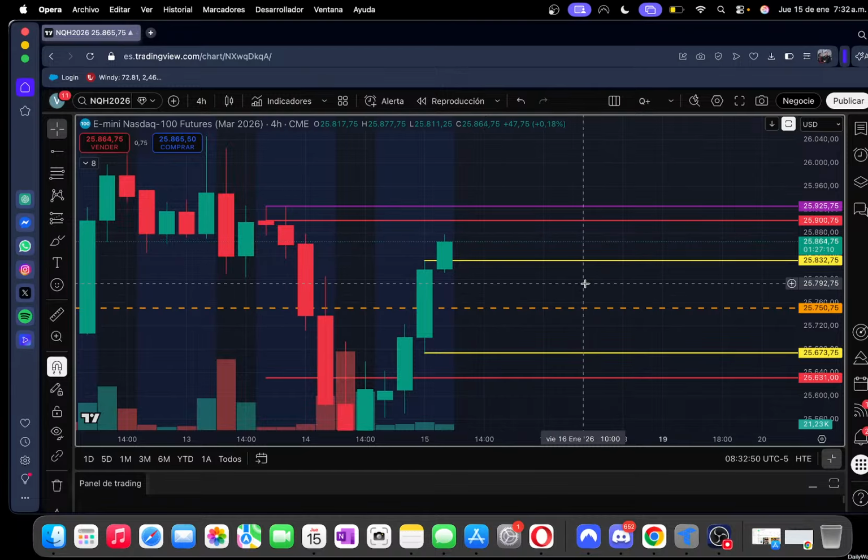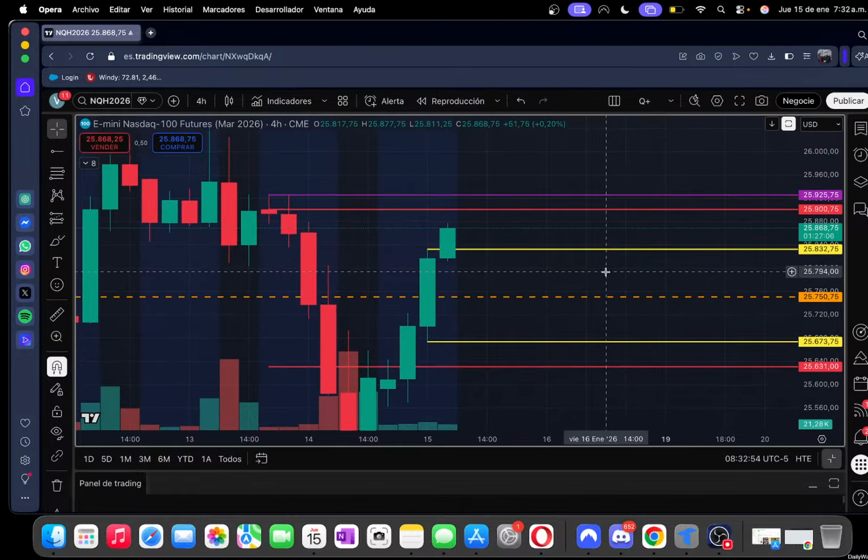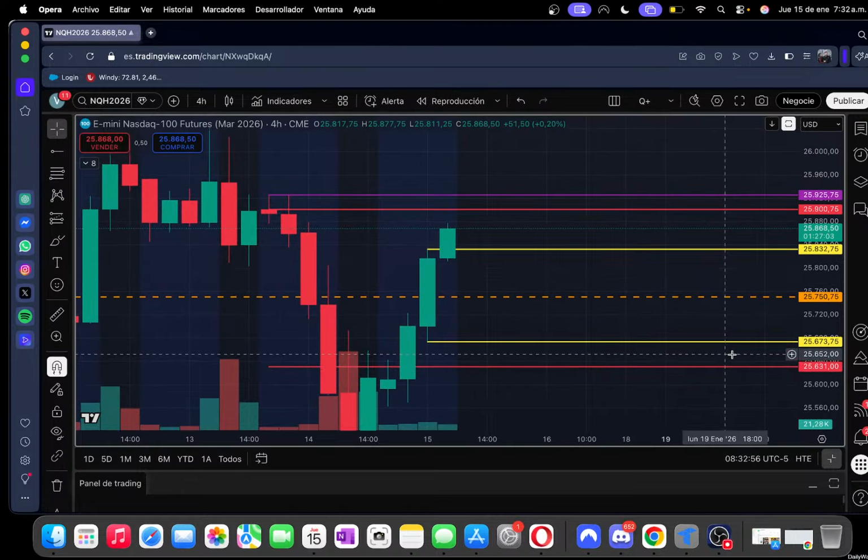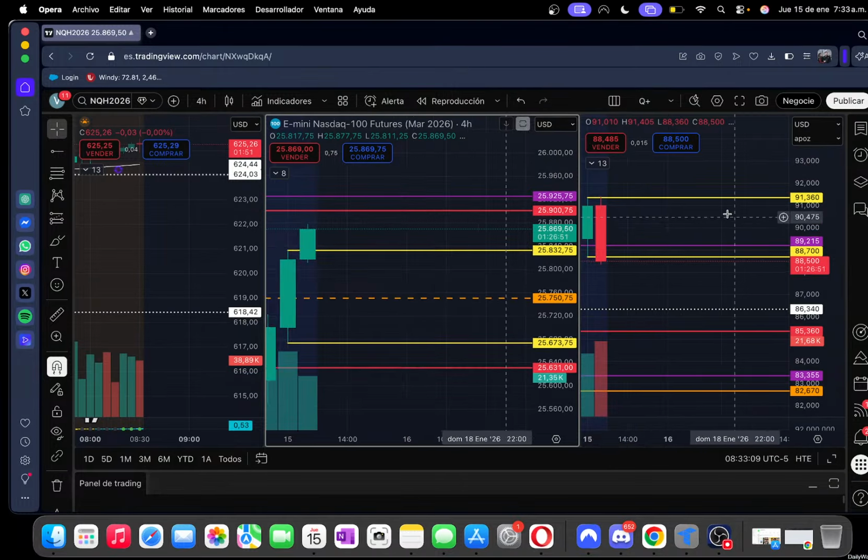Okay, so this is our 4-hour hot box setup for NQ. This is my plan. This is my plan, guys. We'll see what we get. So let's go and analyze another one.